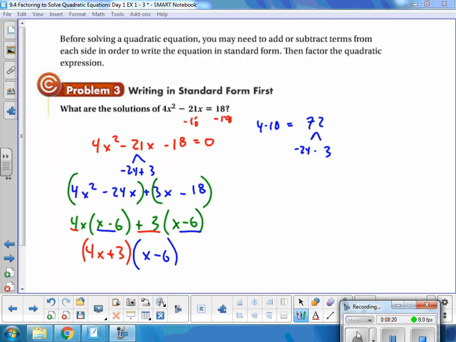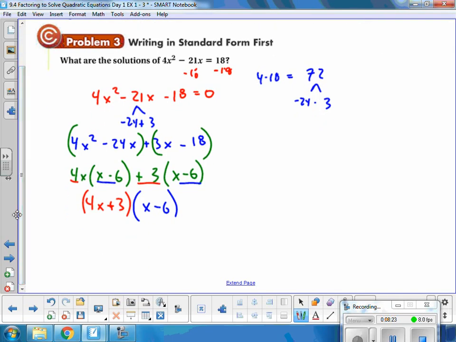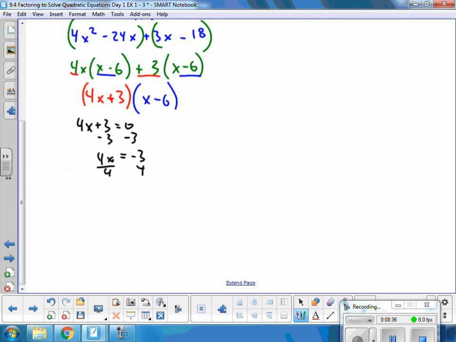All right, once I have that, then I can use my 0 property. 4x plus 3 equals 0. Minus 3, so 4x equals negative 3, divide by 4, and then I end up with x equals negative 3/4 for one of them. And my second one is x minus 6 equals 0, add 6 to both sides, and I get 6. So my solution to this is negative 3/4 or 6, and I can put an or next to it.